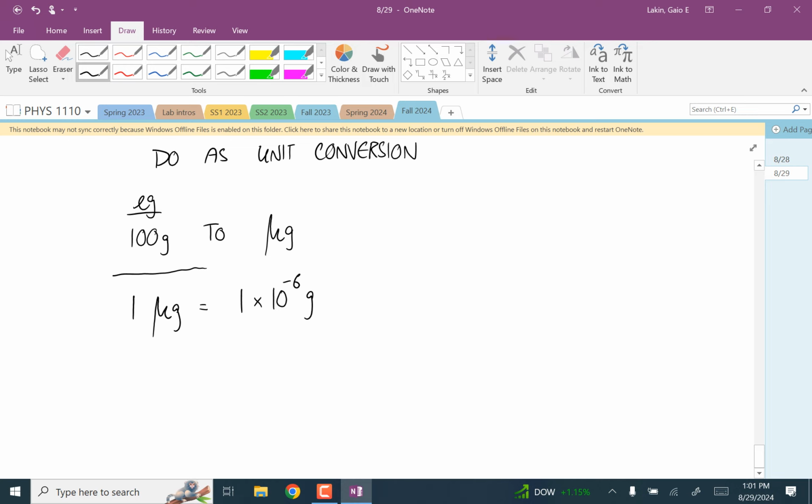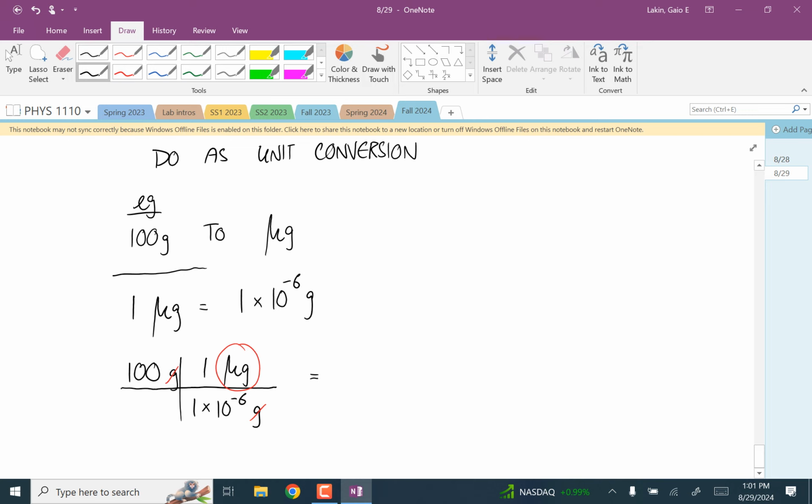And so now I'm going to do it like a unit conversion. I'm going to start with my given quantity, and I'm going to multiply it by the conversion factor that cancels grams. So I'll have 1 microgram in the numerator, 1 times 10 to the minus 6 grams in the denominator. The grams cancel. The units you're left with is micrograms.